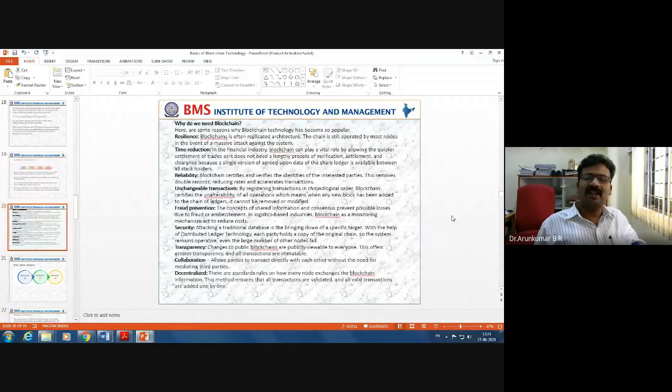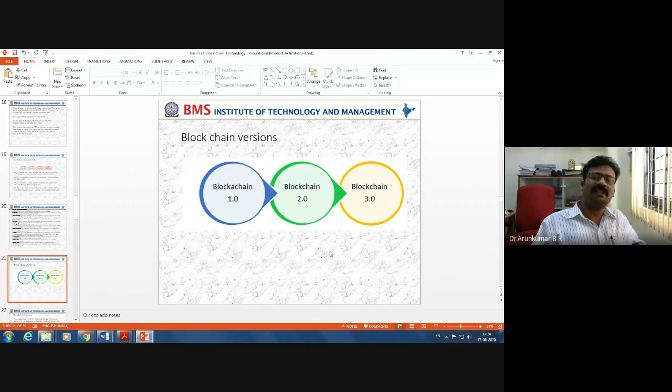Decentralized: there are standard rules on how every node exchanges the blockchain information. This method ensures that all transactions are validated and all valid transactions are added one by one. Therefore, to summarize, blockchains are popular today because of resilience, time reduction, reliability, unchangeable transactions, fraud prevention, security, transparency, collaboration, and decentralized nature. These are the typical characteristics of a blockchain, which bring blockchain technology to the forefront of cybersecurity.